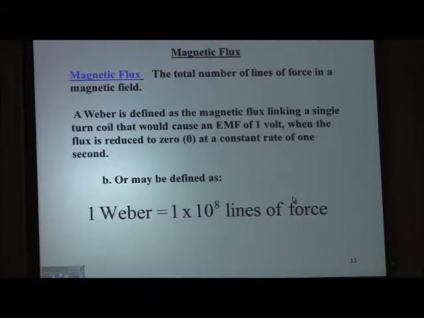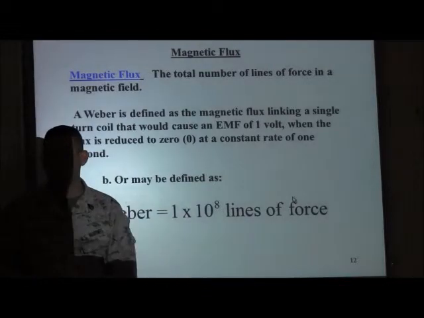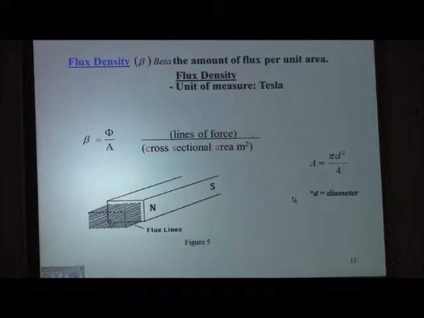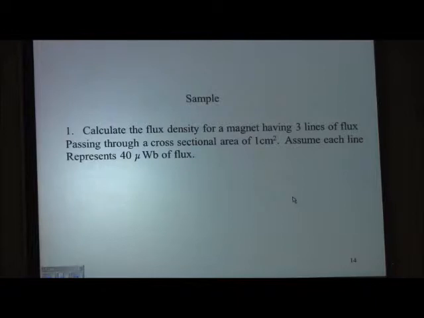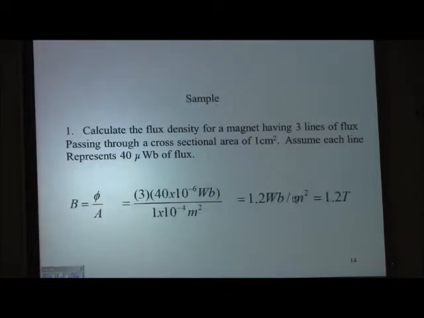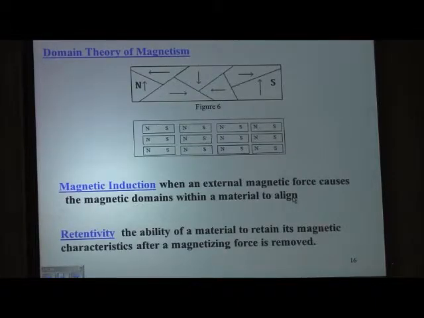You don't have to memorize how many lines of force equals 1 Weber. Flux density. This is in your formula sheet, yes? It's the lines of force measured in Webers divided by the cross-sectional area measured in meters squared. And this is measured in Teslas, and the symbol is beta.